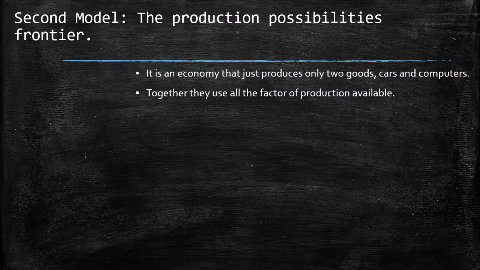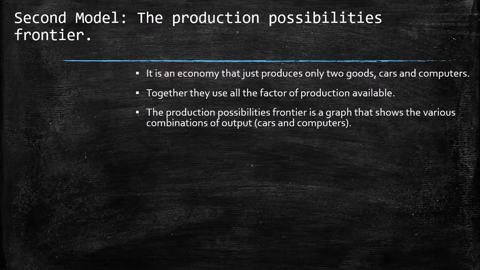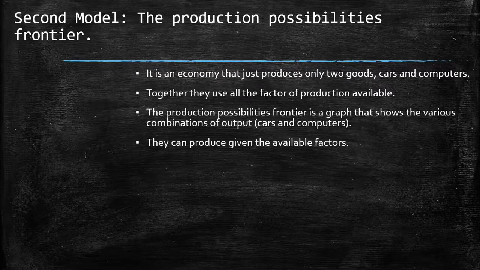So all the factors of production, what are they? Remember, they are land, capital, and labor. So they are using all the factors of production in order to produce cars and computers. The production possibilities frontier is a graph that shows the various combinations of output, cars and computers. So the first model was a circular flow, and this model is just a graph. So how can we understand that? They can produce given the available factors.